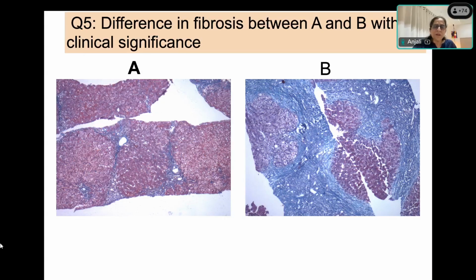So in figure A, the fibrous septa are very, very thin, as against B, where fibrous septa are very, very thick. So the clinical significance is the thickness of fibrous septa. It reflects the hepatic vein portal pressure gradient. And if you think of figure A, these fibrous septa are thin.